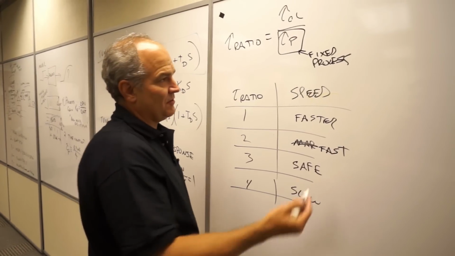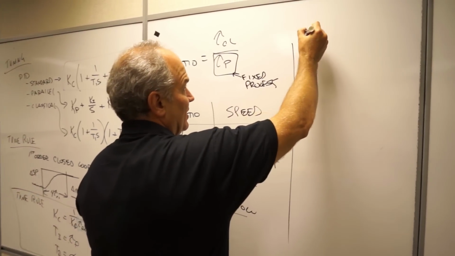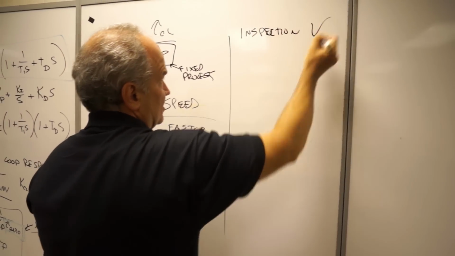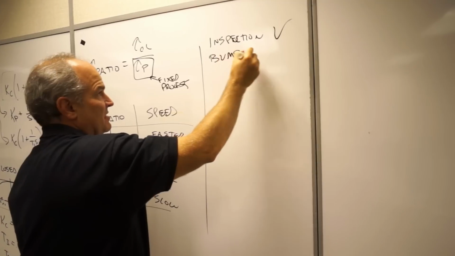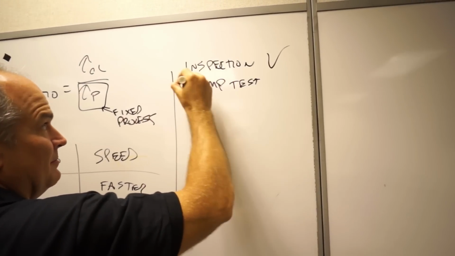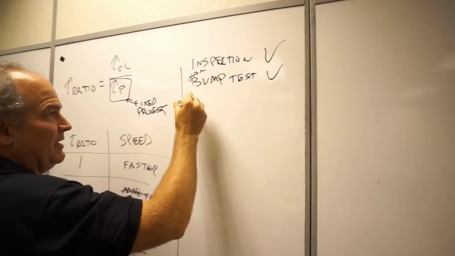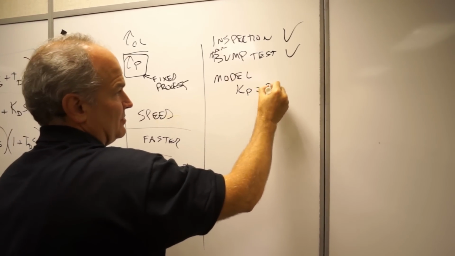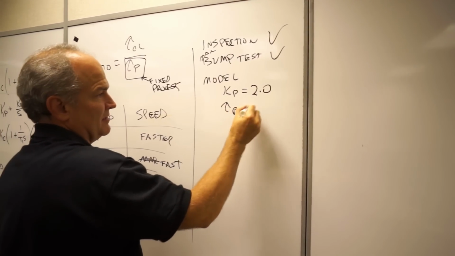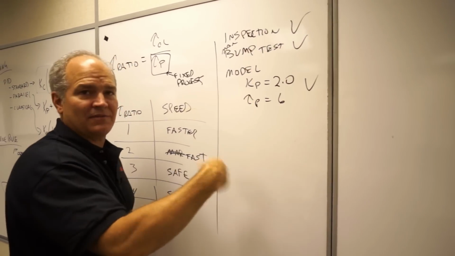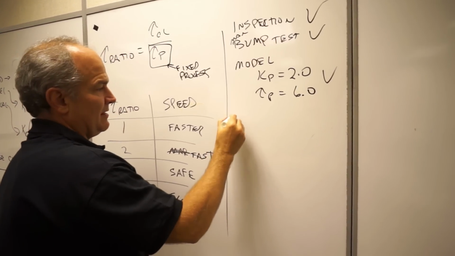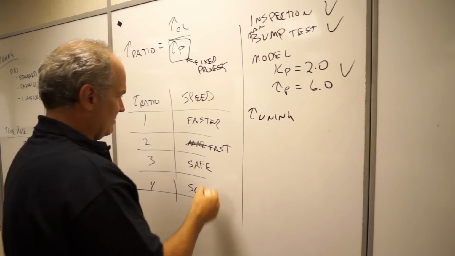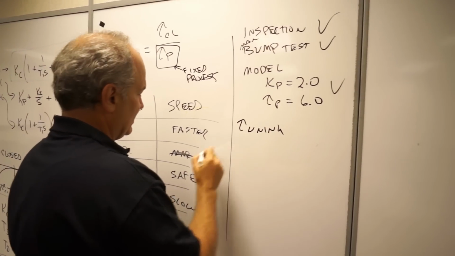So for example, let's do an example now. Let's say we did our inspection and it looks good. We did our manual bump test, looks good. We did our model, and we got a process gain of, let's say, 2.0, and a time constant of 6. Looks good, and we could get that every single time. Let's say that we want our tuning to be aggressive.